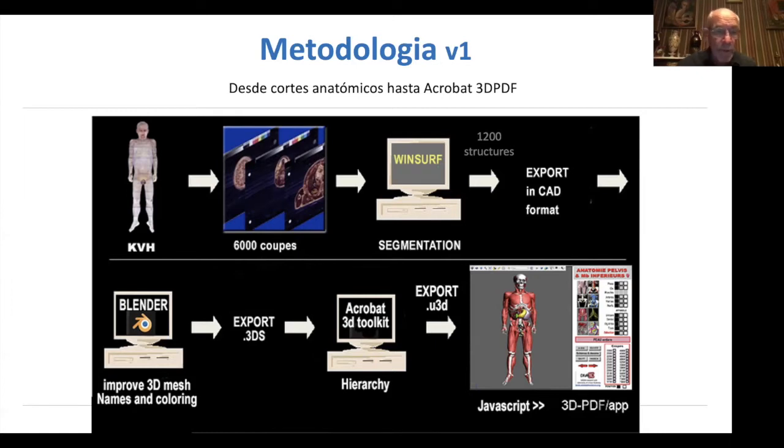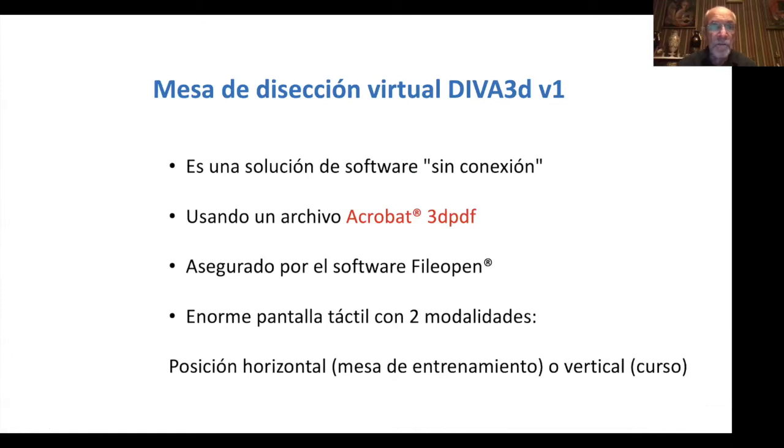This vectorial model you can see here is improved and worked with Blender, and then we export it in a special format, .u3d, which is compatible with the interface of Acrobat 3D PDF. So this version 1 of the table is a solution with no internet connection. It's a standalone table, a big table. It's working on Acrobat 3D PDF. It's secured by a file open system to protect the system.